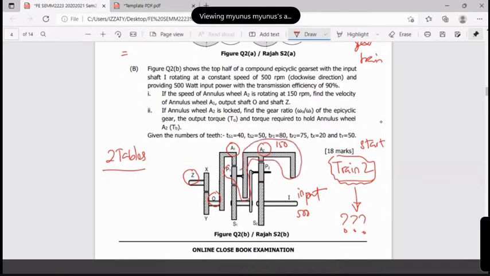Because the external gear is acting as an arm for the next train. Okay? Because this A2 is acting as an arm. Why an arm? Because it is holding P1. So that is the reason why. Because it's connected to the next train.